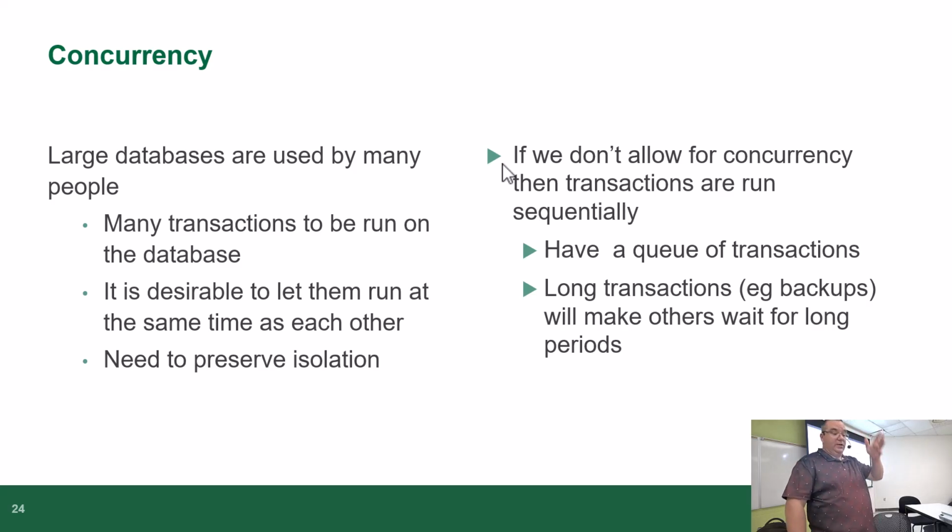All right, concurrency. So large databases are used by many people, obviously. Look at your bank, right? When you do a transaction at the bank, you're not the only person playing with money at that moment. Millions of people are playing with money at that moment. So many transactions need to be run in the database at the same time. And you want them to run at the same time. Otherwise, we have problems. So we need to preserve isolation.